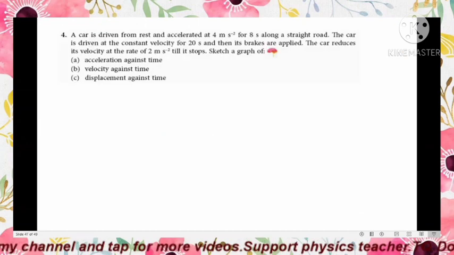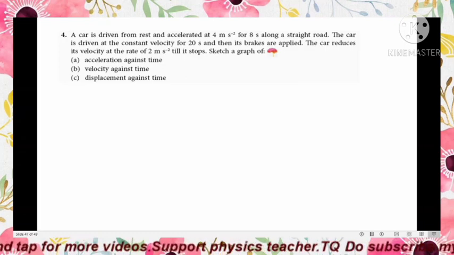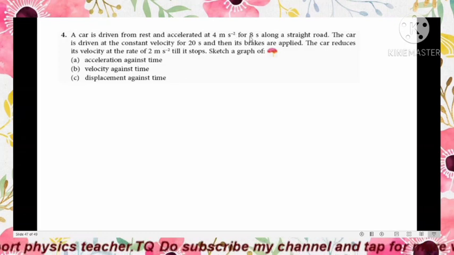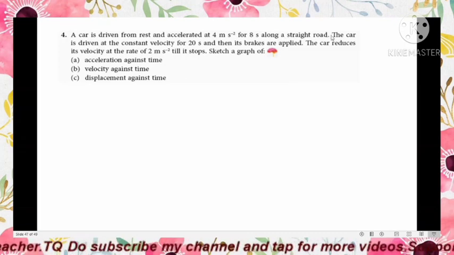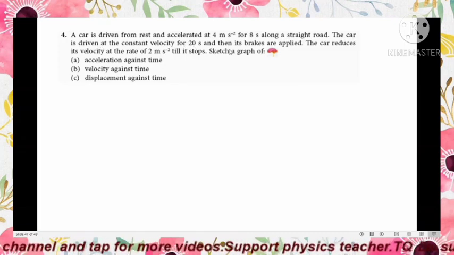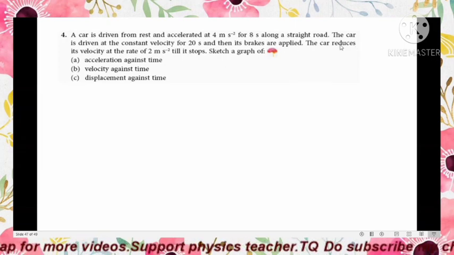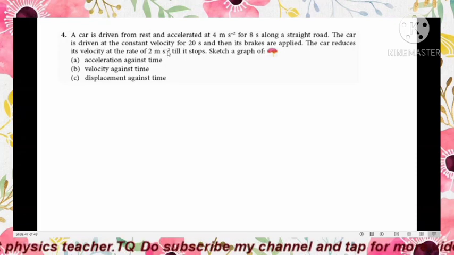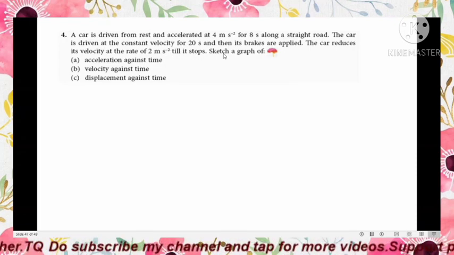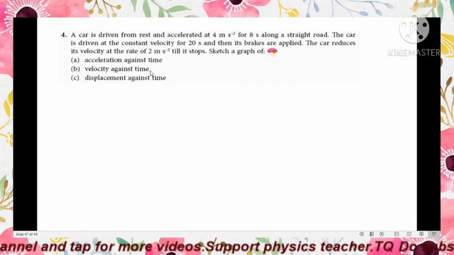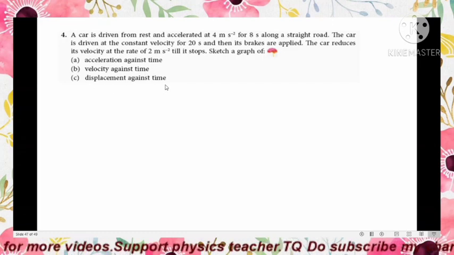Okay, number 4. A car is driven from rest and accelerated at 4 m s^-2 for 8 seconds along a straight road. The car is driven at constant velocity for 20 seconds, then brakes are applied. The car reduces its velocity at the rate of 2 m s^-2 till it stops. Sketch a graph of acceleration against time, velocity against time, displacement against time.